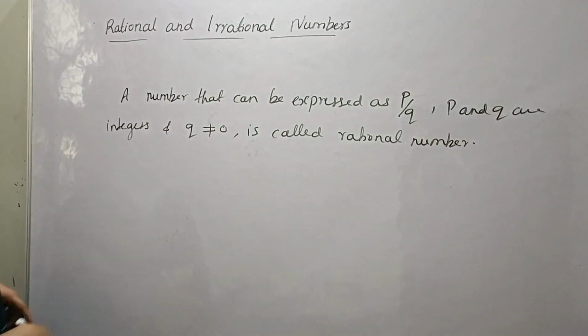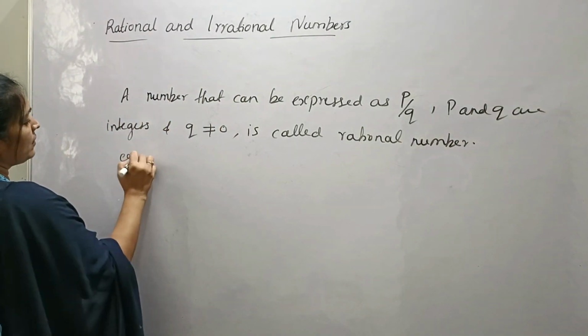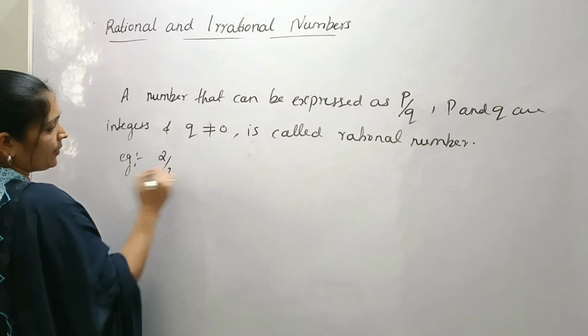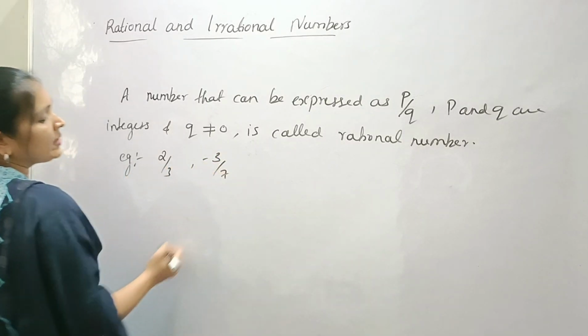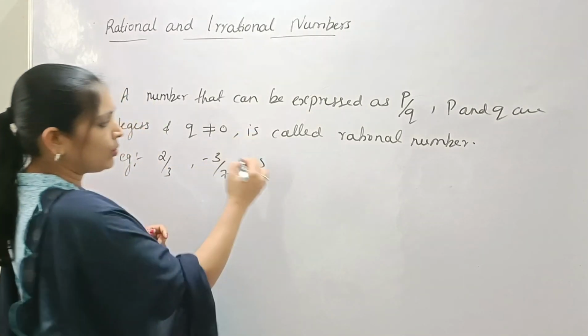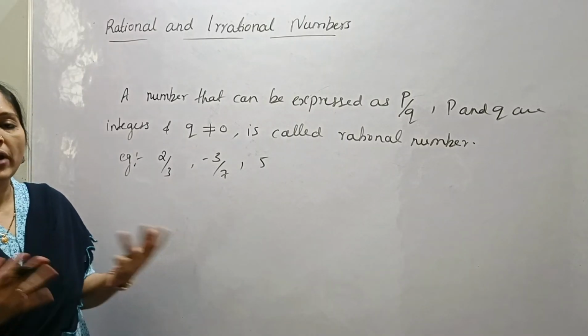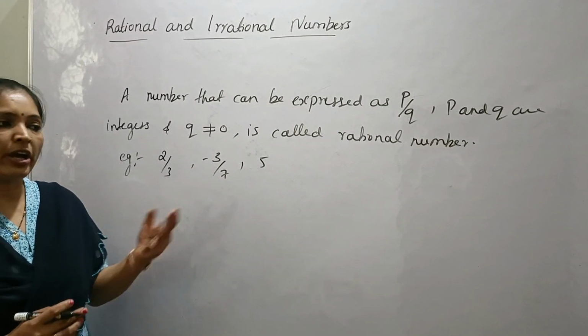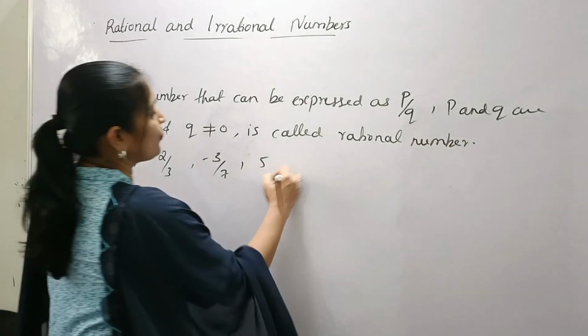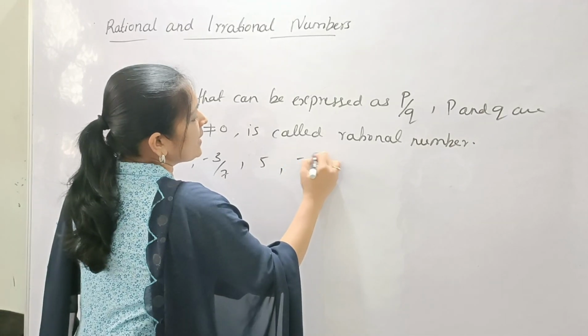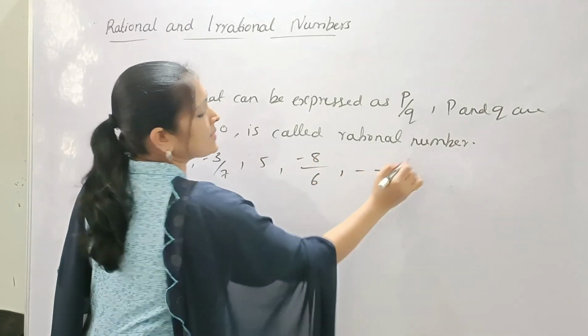For example, 2 divided by 3, or minus 3 by 7, or 5, because we can write 5 as 5 divided by 1, right? 5 and 1 are integers. Also minus 8 divided by 6, etc.